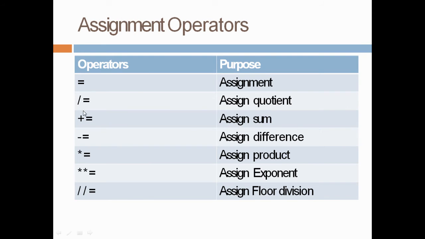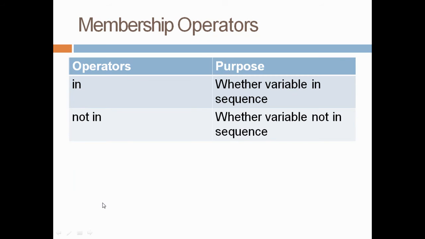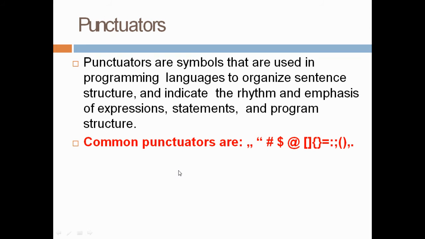Assignment operators: equals to, forward slash equals for assigning quotient, plus equals for assigning sum, minus equals for assigning difference, asterisk equals for assigning product, double asterisk equals for assigning exponent, and double slash equals for assigning floor division. Membership operators are the in operator, where the variable is in the sequence, and not in, where the variable is not in the sequence.